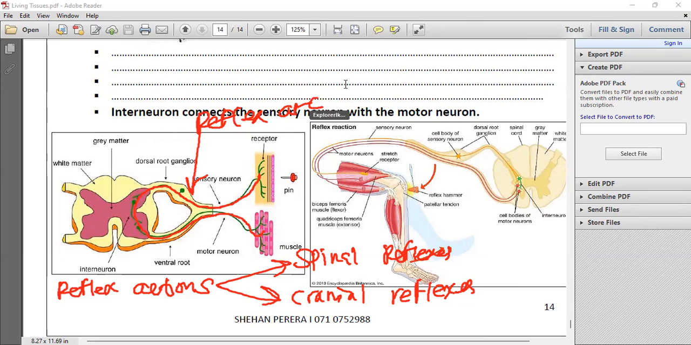The pathway of transmission of nerve impulses during a reflex action is called reflex arc.